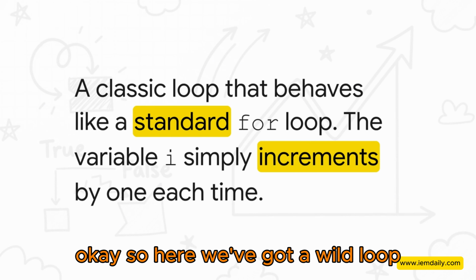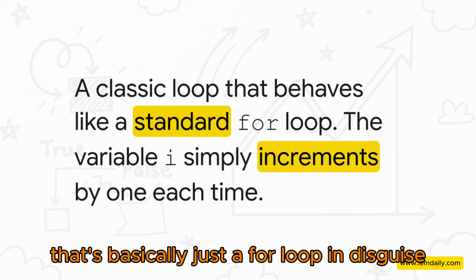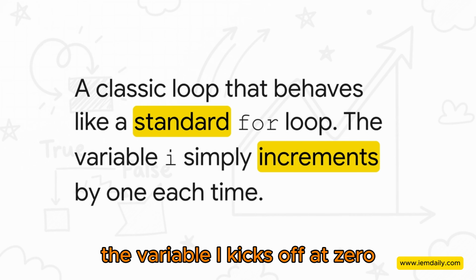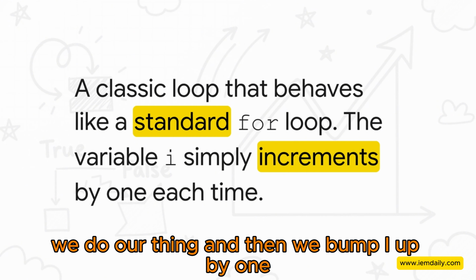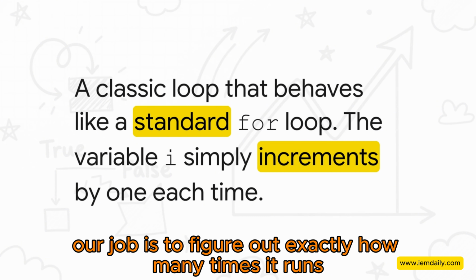Okay, so here we've got a while loop that's basically just a for loop in disguise. The variable i kicks off at 0. As long as i is less than n, we do our thing, and then we bump i up by 1. Pretty simple. Our job is to figure out exactly how many times it runs.